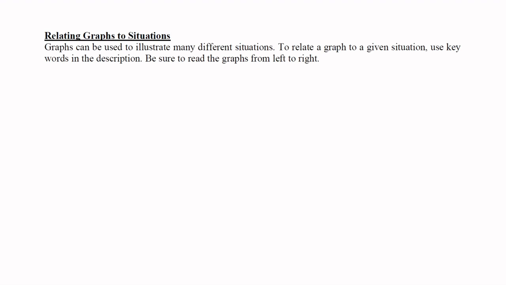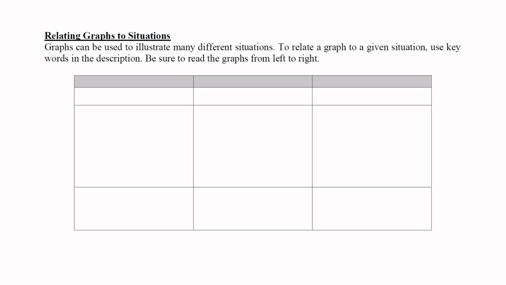Graphs can be used to illustrate many different situations. To relate a graph to a given situation, use keywords in the description. Be sure to read the graphs from left to right. This is important. You have to read the graphs from the left side to the right side. And this is going to become even more important later in this unit as we start to look at domain, increasing and decreasing intervals, and positive and negative intervals. You're going to be reading from left to right along the x-axis.